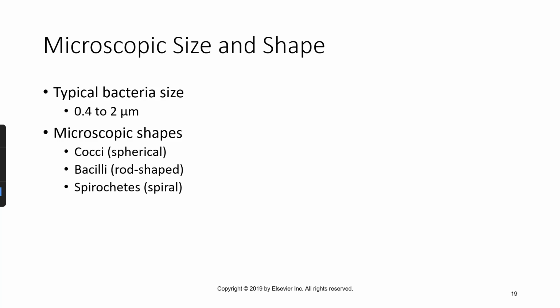the parasites, the fungi, the anaerobes, or anything like that, because that's going to be reserved for our advanced microbiology class. So this class, focus on your typical bacteria. The typical microscopic shapes include cocci, or spherical, bacilli, or rod-shaped, and spirochetes, which are spiral.